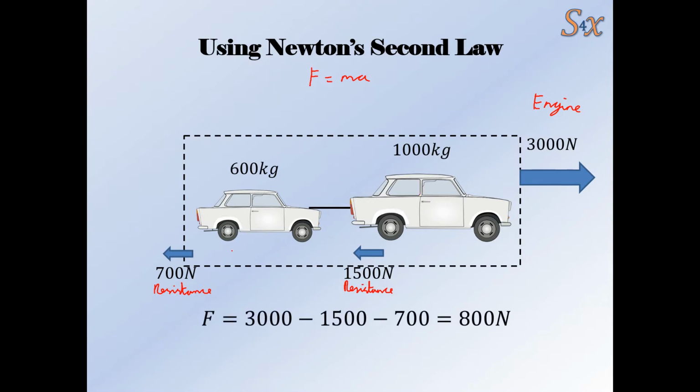So we need to figure out the resultant force. This is the resultant force here. We've got the 3,000 newtons from the engine, subtract the 1,500 in resistance from the first car, and the 700 in resistance from the second car, leaves us with an 800 newton resultant force, and that goes forwards, doesn't it?